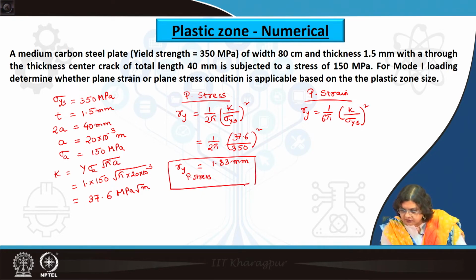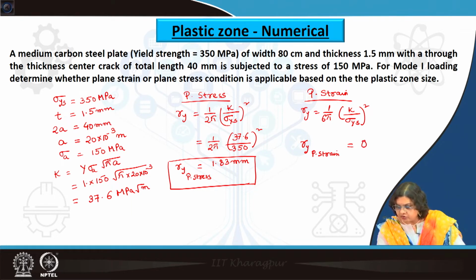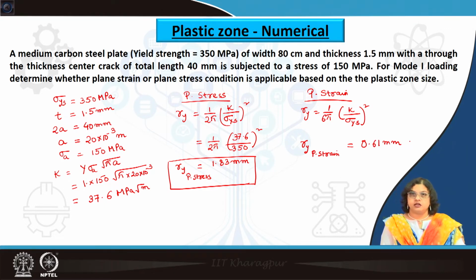Okay. And if we do similar calculations for plane strain, since this is just 1/3 of what we are getting for the plane stress condition, here we are getting R y for plane strain as something like 0.61 millimeter. Okay. So, these are the values of the plane strain and plane stress plastic zone size.